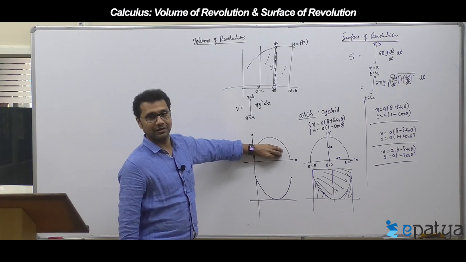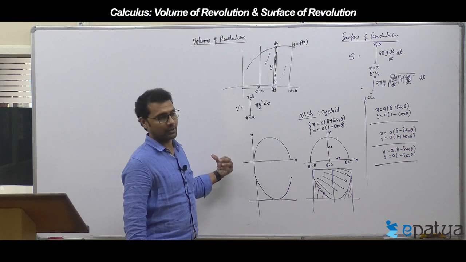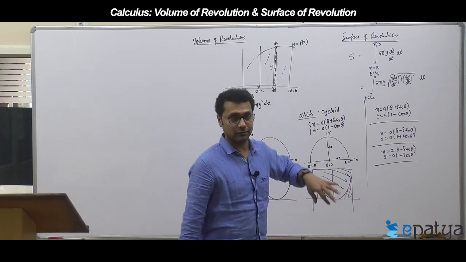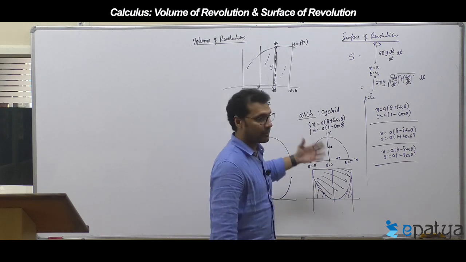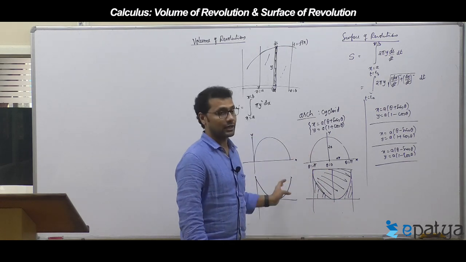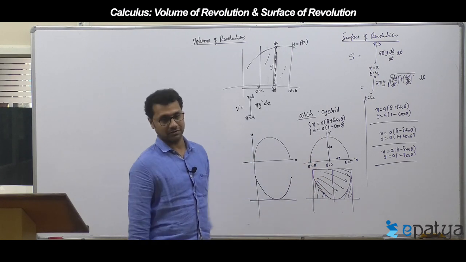Y axis. Getting that? Revolved about the y axis, it gives us another kind of volume of revolution, and surface areas of revolution also. Different surface areas of revolution will be obtained by different cycloids with different axes.